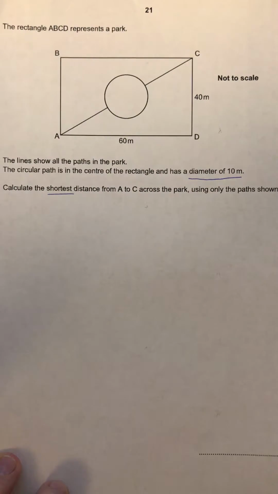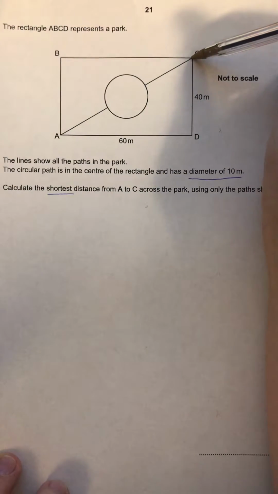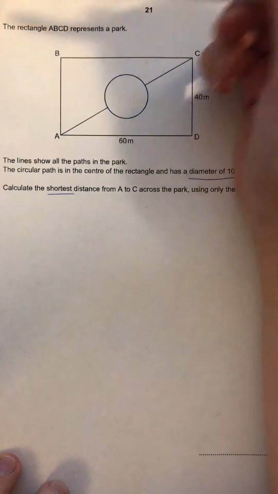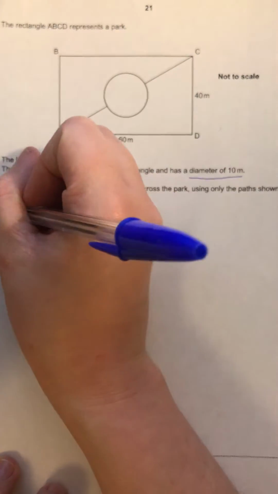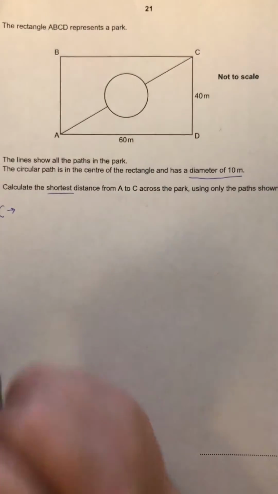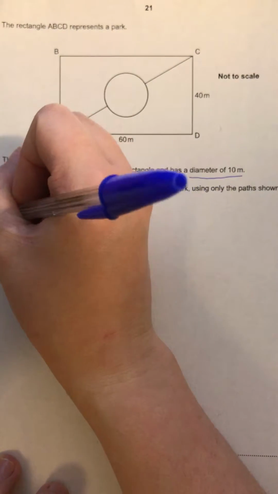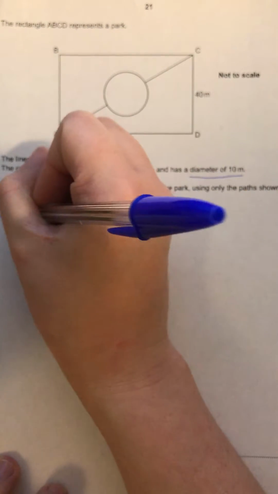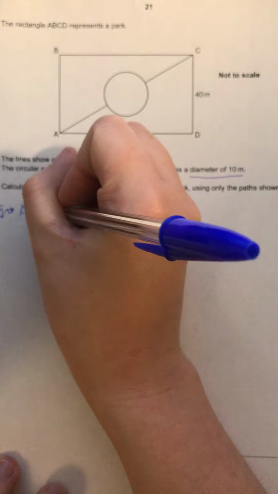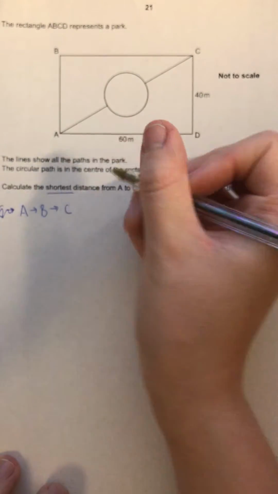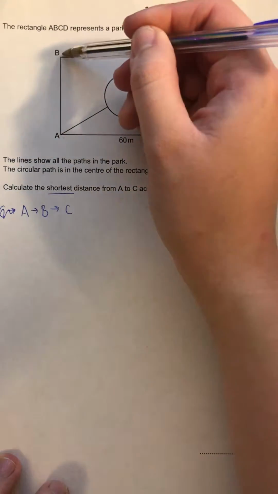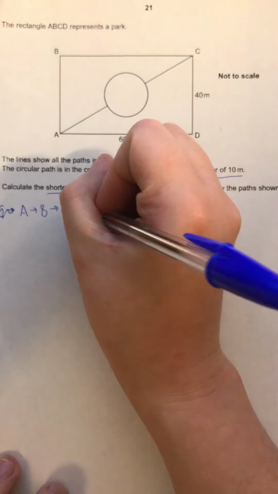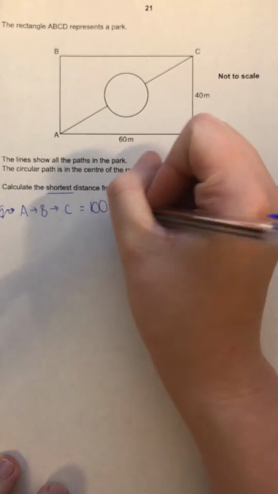So, we know that if we go from A to B and then to C, that'll be 40 metres and then 60 metres. That'll be 100 metres altogether.